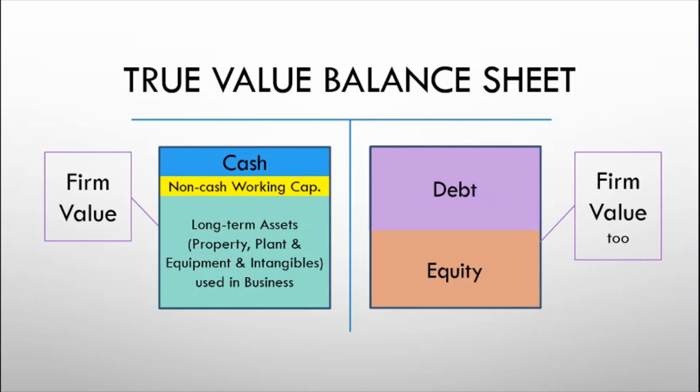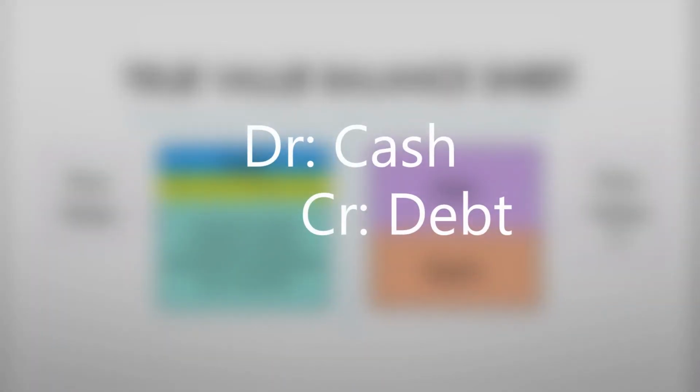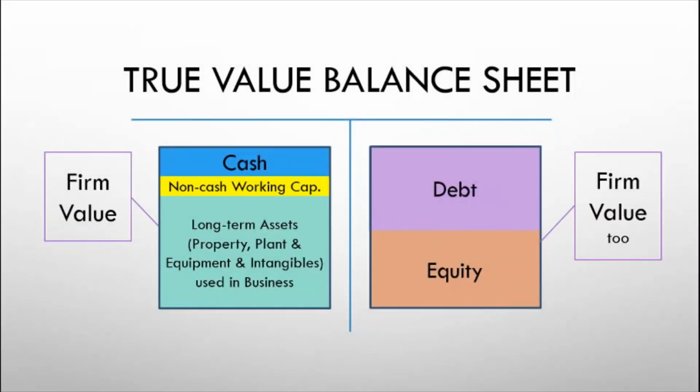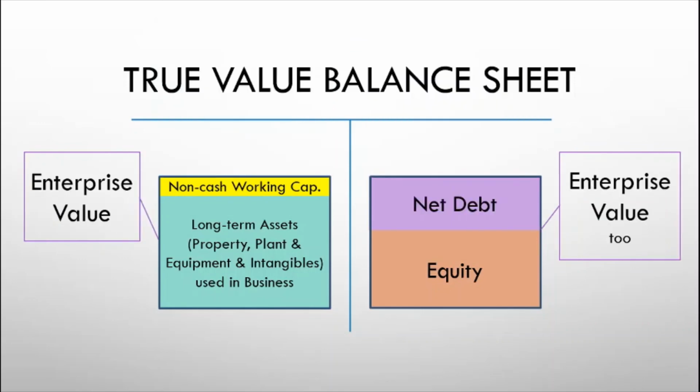Say, for example, the company issues a large amount of debt. By doing so, that is a debit to cash and credit to debt. So let's issue a large amount of debt. As you can see, you can easily increase the firm value by simply borrowing money. This is not true for enterprise value, as this transaction will have no impact on such kind of valuation.